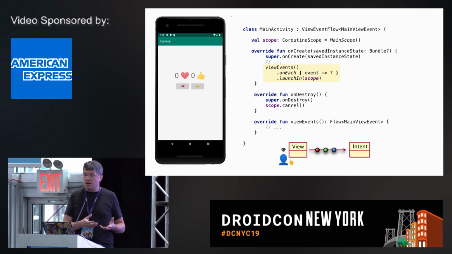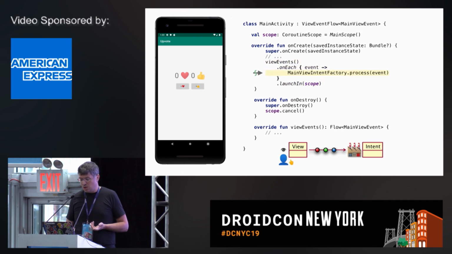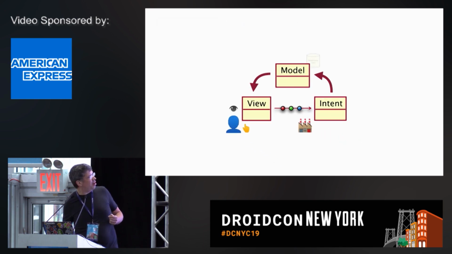The next question becomes, we have view events, how do we turn these into those intents we've been talking about? What I'm using here is an intent factory. Not only will this intent factory build our intents from the view events, but it will also be responsible for passing those intents along to a model, as so.